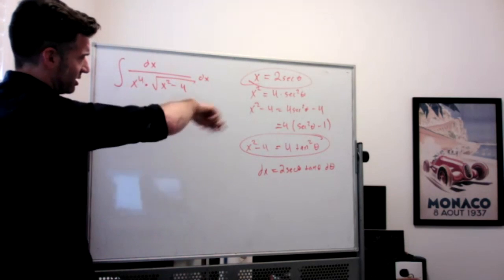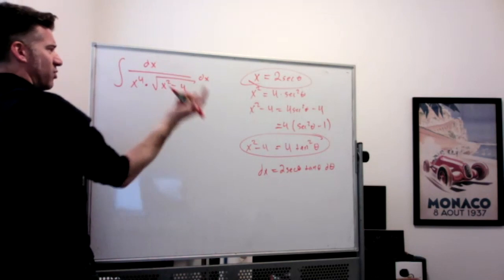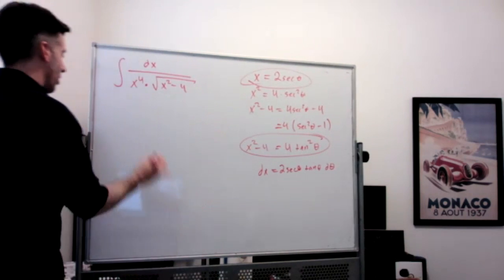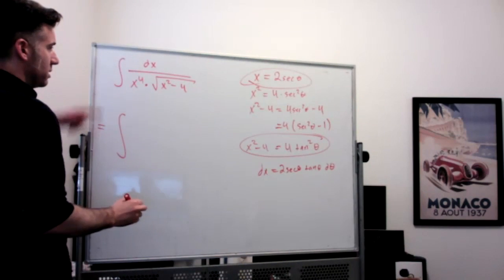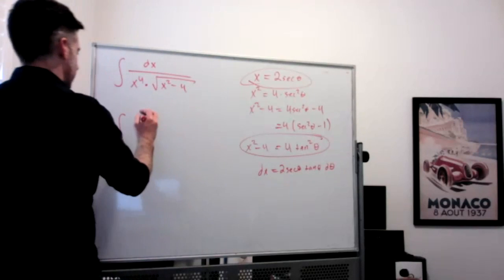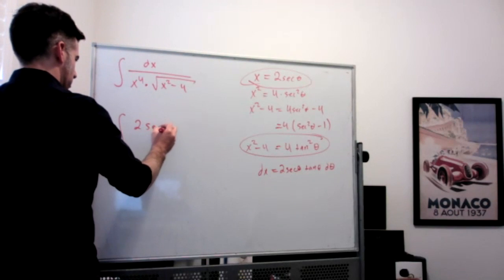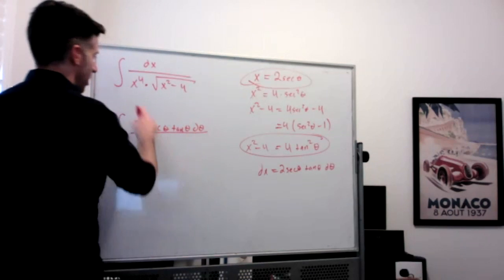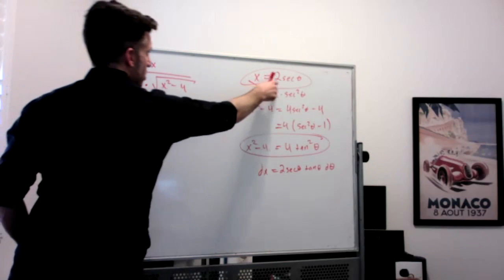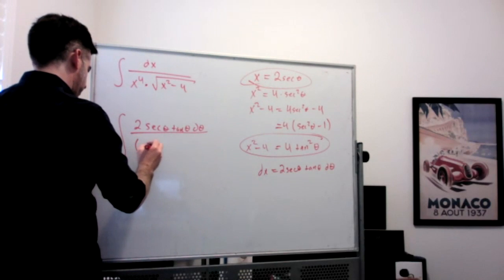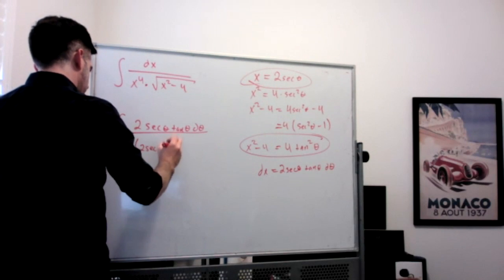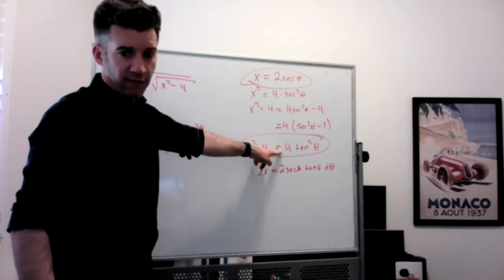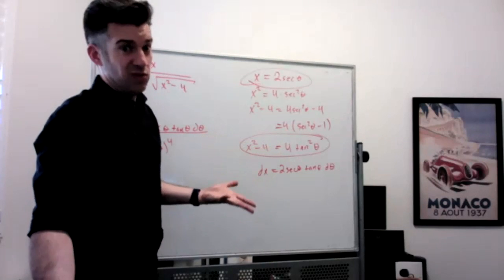So we were doing this trig substitution, and I wrote dx twice because I wasn't paying attention. So let's replace things. dx is equal to 2 secant theta tangent theta d theta. x to the 4th is going to be 2 secant theta to the 4th power. And then the square root of x squared minus 4 is going to be the square root of 4 tangent squared, which is going to be 2 tangent theta.